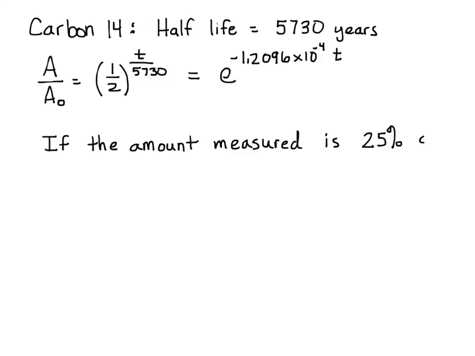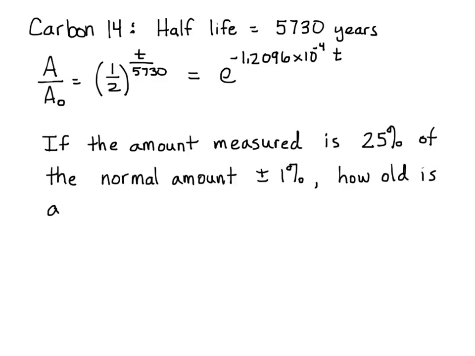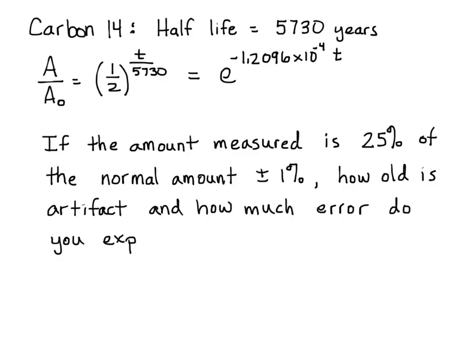Okay, so let's say you have an artifact, you've measured it, it has 25% the normal amount of carbon-14 plus or minus 1%. How old is the artifact and how much error do you expect? Now, I'm not saying this is 1% of 25%. I'm saying you can measure this so you're anywhere from 24 to 26%. So it's percentage points, not percent in terms of the overall error. You know how you can kind of confuse percentages that way. So how old is the artifact and how much error do you expect?